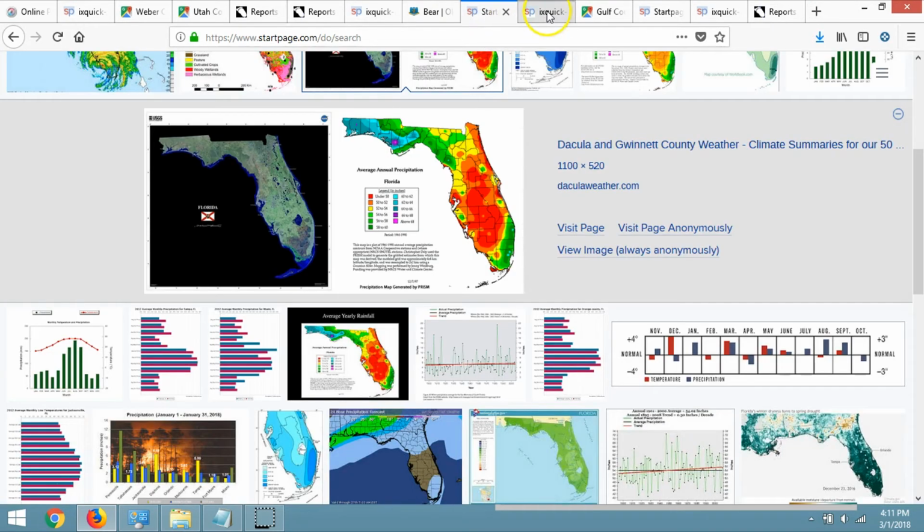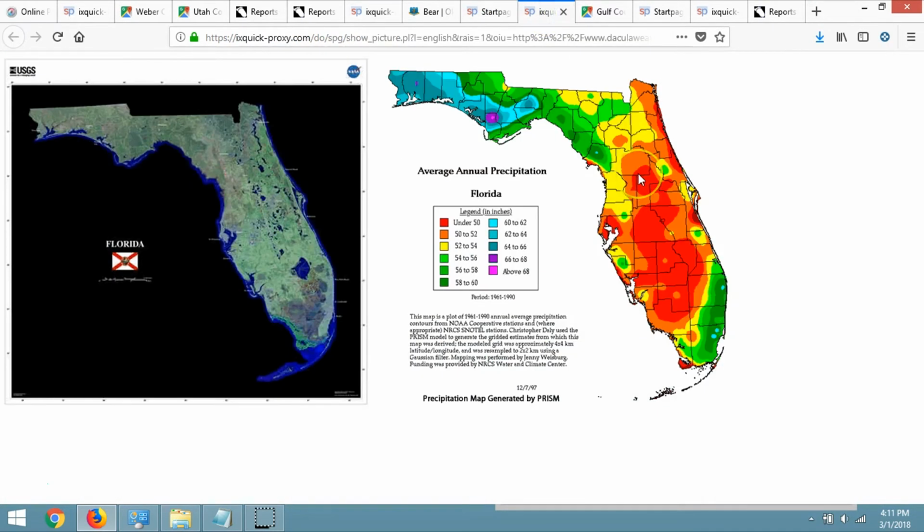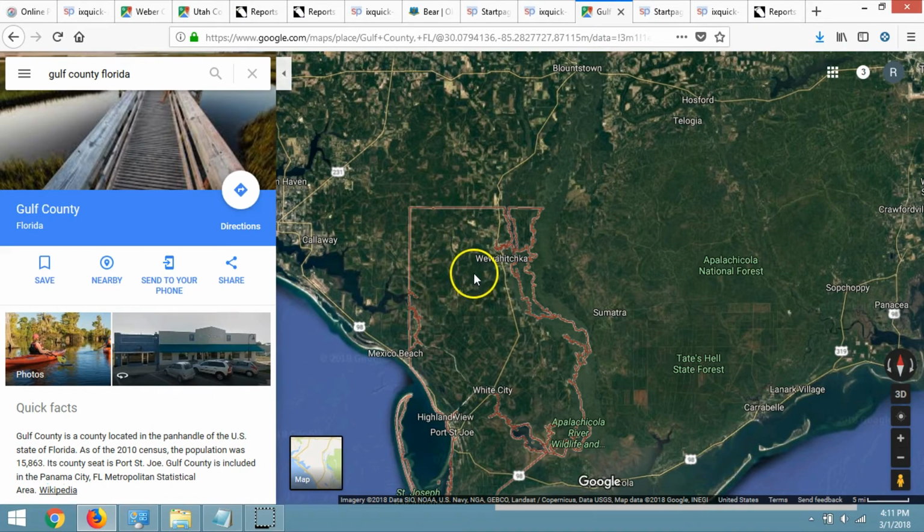Moving on to Florida. Annual precipitation. Like I said, keep in mind, Florida is a much wetter state. Under 50, that's the threshold for the highest in Utah, whereas it's the threshold for the lowest in Florida. So it doesn't mean as much. The whole thing is high water precipitation. If you want to get extremely high, we have right here in this county, which is Gulf County.